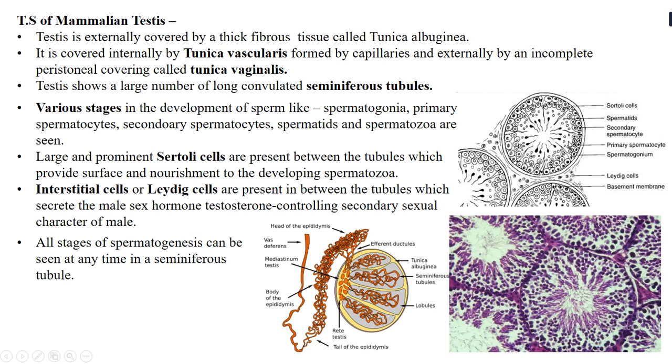Then there are interstitial cells, which are also called Leydig cells, and these cells are present in between the tubules. So this is one tubule, this is one tubule, and this is one tubule. In between there are these small Leydig cells. The function of these Leydig cells is to secrete the male sex hormone, which is called testosterone. And this testosterone, in turn, is responsible for controlling the secondary sexual characters of the male. Now, all the stages of spermatogenesis can be seen at any time in the seminiferous tubule.